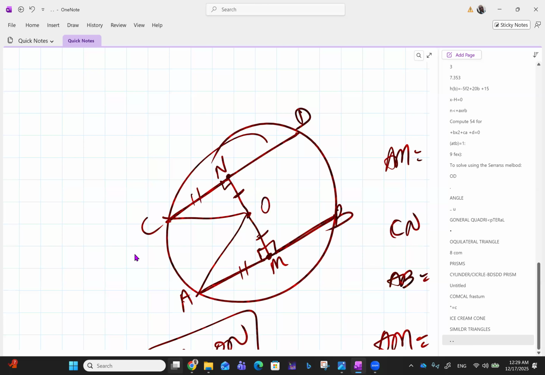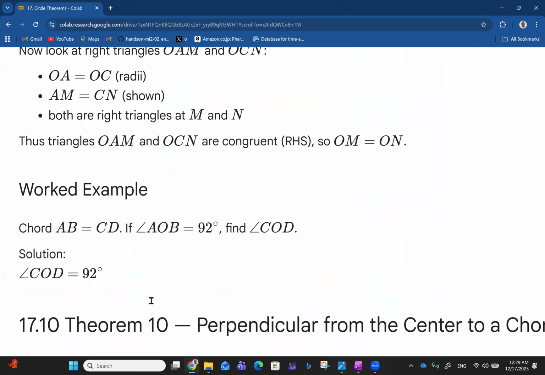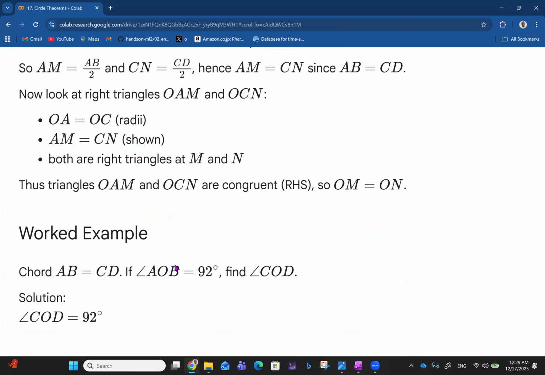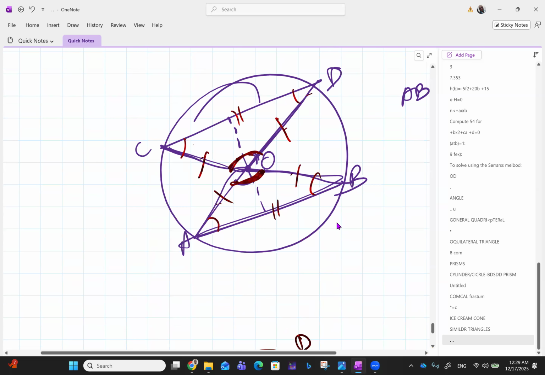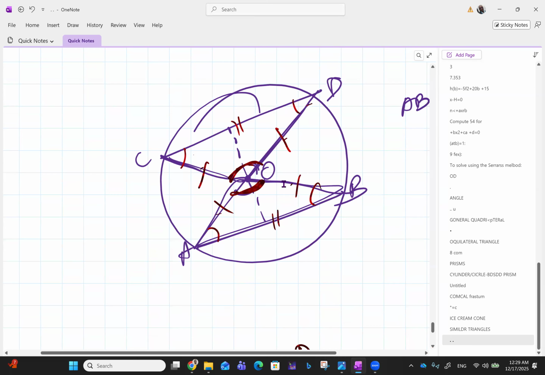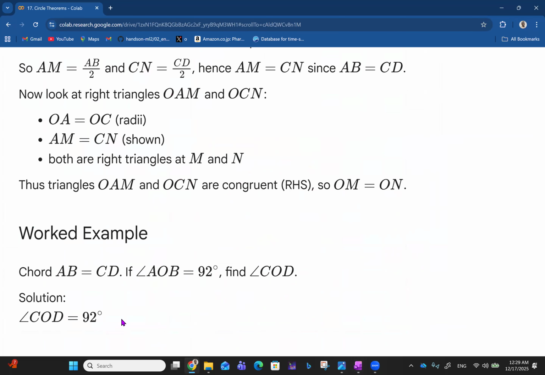So for the worked example now, chord AB is equal to chord CD. If AOB is 92 degrees, find COD. Of course, COD is going to be exactly the same thing. So if AOB is whatever AOB is, well, because we've established that previously, they are both the same.